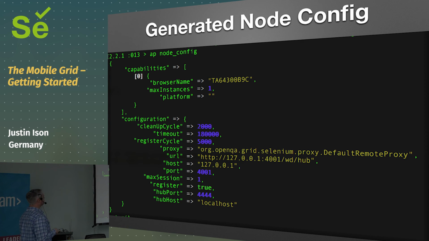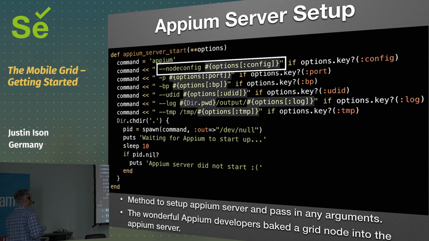So here's just a generated node config. The beauty is Appium actually built a grid node into the Appium server. So you don't have to set up the separate Selenium Java jar, and you don't have to create a node from that. You just use the same Appium server you use to run your tests singly, but you pass in this argument of node config.